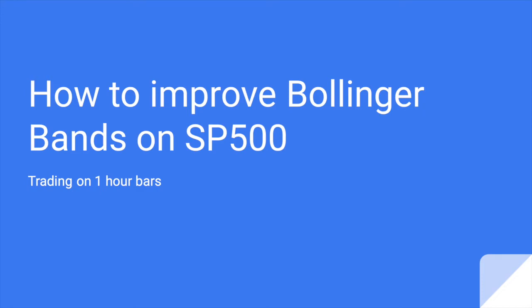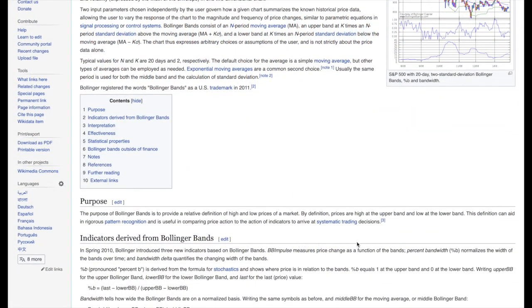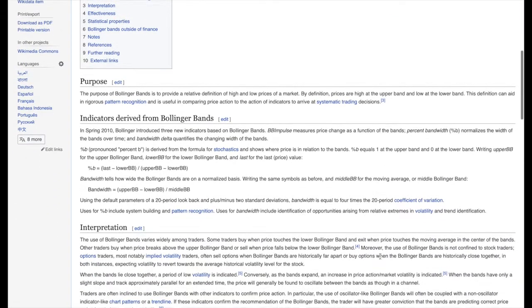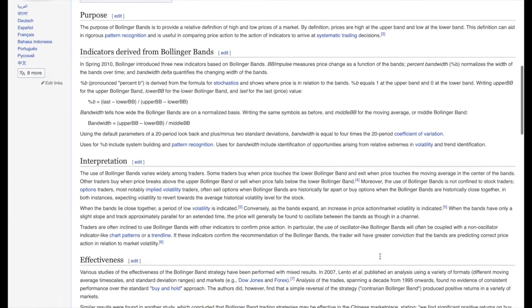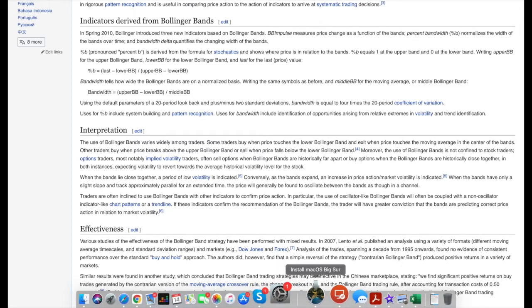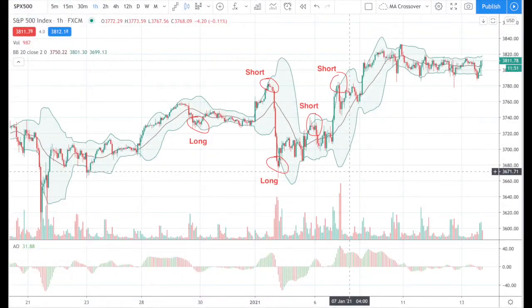In today's episode, we'll be looking at a simple strategy using Bollinger Bands and see if we can improve it. I'm going to state from the beginning that we're going to overfit it, so I don't advise you to trade it like that. Bollinger Bands have two parameters: the lookback period, which is by default 20, and the number of standard deviations, which is by default 2. So basically, it shows us when the price has deviated from the mean with plus and minus 2 standard deviations.